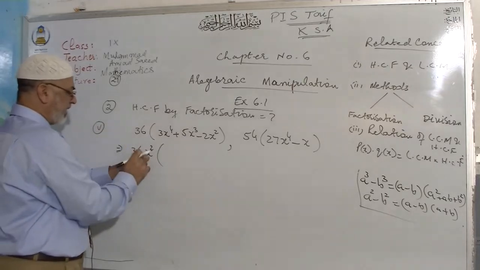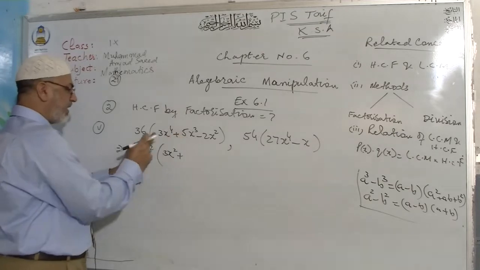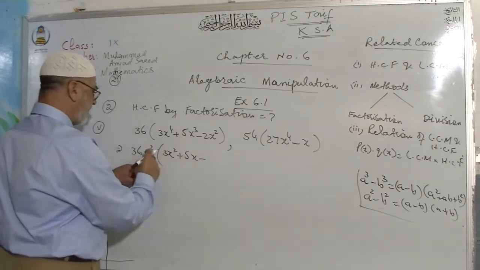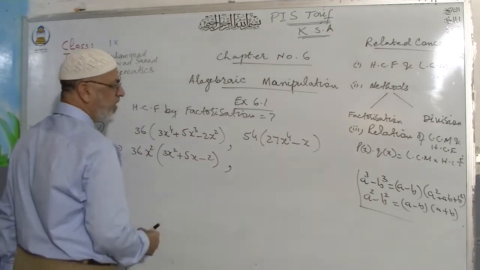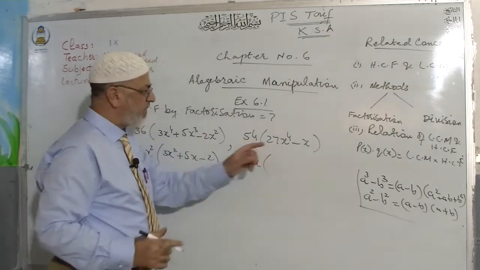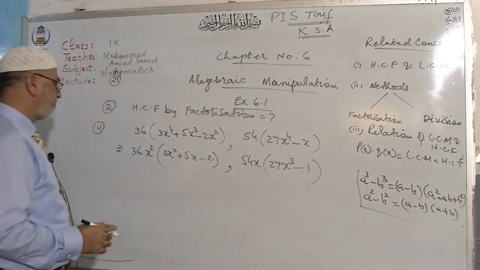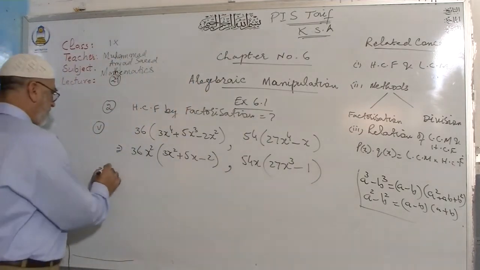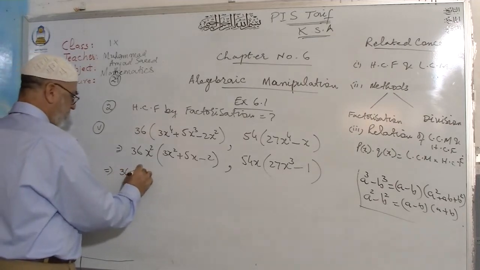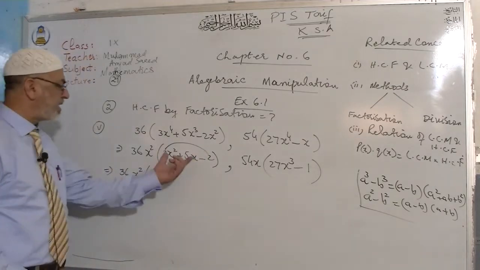36 was already outside, so this is 3x squared. Then divide 5x cubed by x squared, this is 5x. And 2x squared divided by x squared, that is 2. From here you can take x common because x is present in both. 27x cubed minus 1. After that, 36x squared, first and last is multiplied, minus 6x squared.